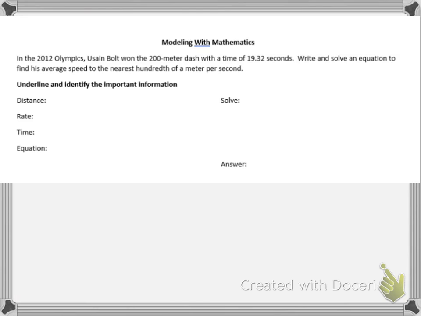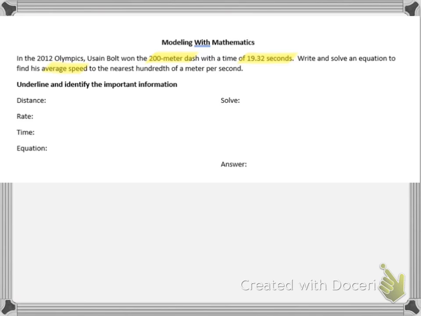Now, in this problem, we're going to be doing a word problem. We want to figure out how certain things are related. So pay attention to how I figure that out. In the 2012 Olympics, Usain Bolt won the 200-meter dash with a time of 19.32 seconds. Write and solve an equation to find his average speed.